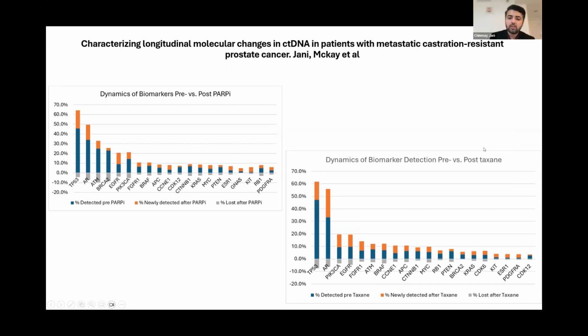What I want to show with these two figures is that it helped us evaluate that, based on this treatment, prostate cancer can evolve and have different alterations as well. And this could be possible in non-small cell lung cancer too.